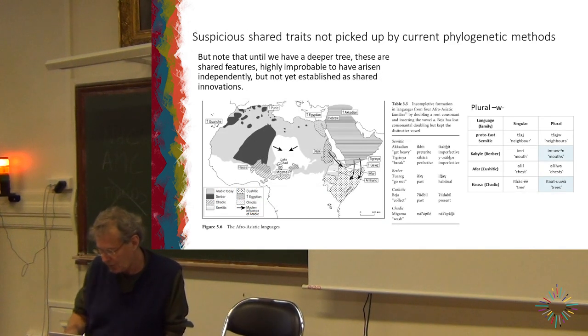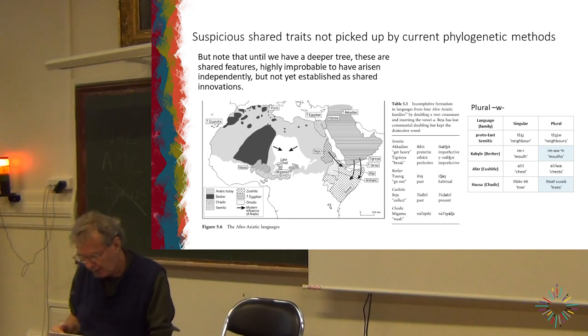So here are just some examples from phylogenetic linguistics before we leave that part. So first of all, one that's a known thing, that is, why do people claim that the Afroasiatic languages are a single family?